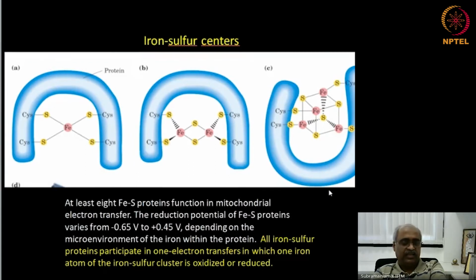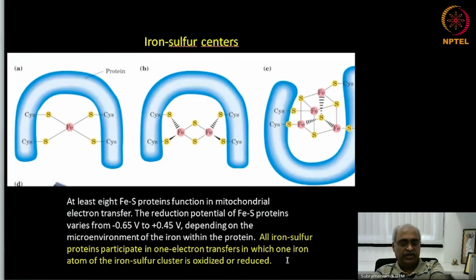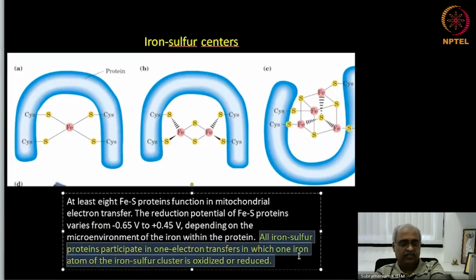And there again, the reduction potential varies depending on the microenvironment of where this iron is located in the protein. And these proteins, as highlighted here, participate in 1 electron transfers. They accept 1, donate 1.